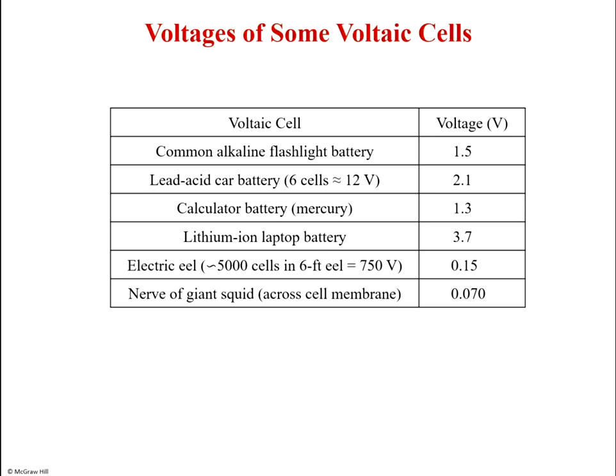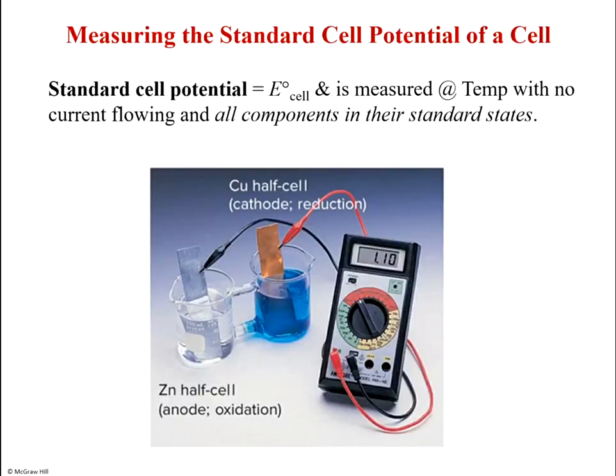Electric eels have a series of 5,000 cells, each acting as an electrochemical cell. A 6-foot eel will typically put out 750 volts if it wants to shock you, but each of its individual cells would have a voltage of about 1/10 of a volt. The nerve of a giant squid has about 0.07 volts across the cell membranes. When we want to measure this, we simply use a voltmeter, which you may have used before in a physics course or maybe around your house for testing purposes.